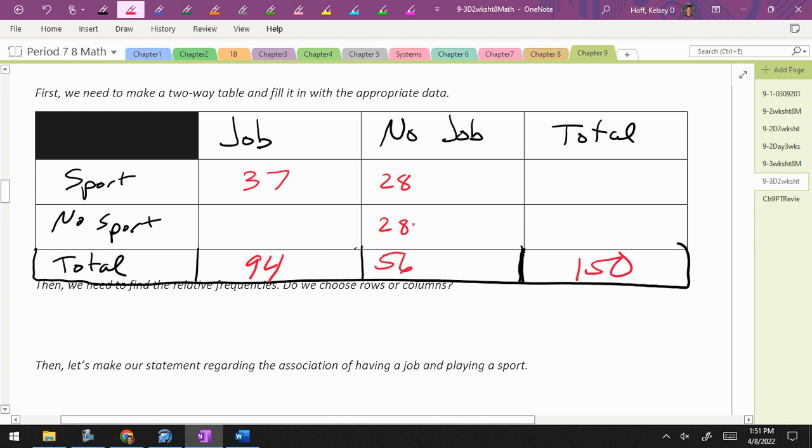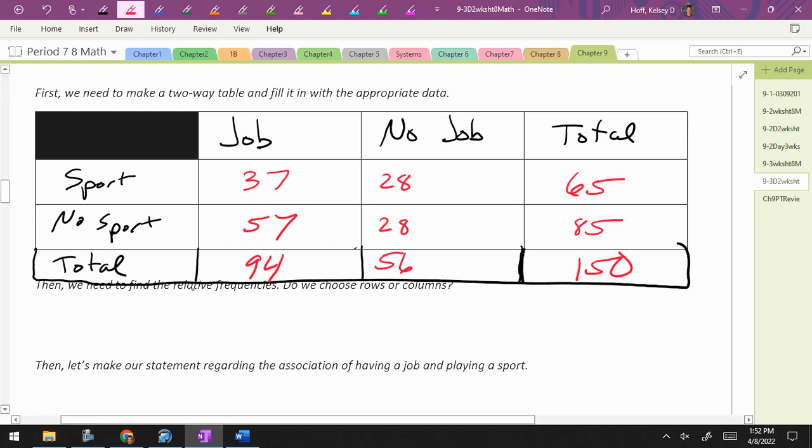37 plus 28 is 65. 150 minus 65 is 85. 85 minus 28, or, excuse me, you could go 94 minus 37, right? And you wind up with 57. Very good. So now it's also incorporating what we did yesterday.